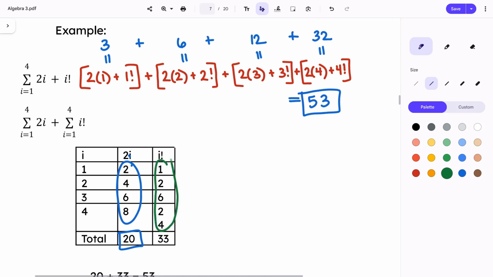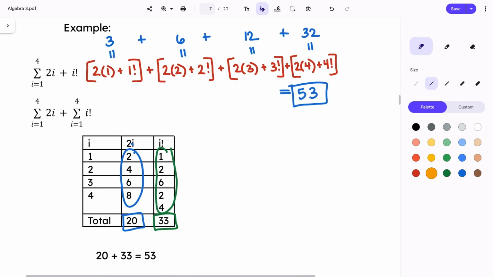Oh, that should be a 24. It looks like it kind of smushed that table together there. And then you add them together and you get 33. If you add 20 plus 33, you still get 53. So again, same answer, just a different way of working with that because you can split it apart.